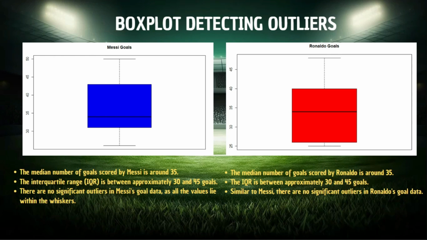So we see that both Messi's and Ronaldo's goal distributions are fairly consistent without extreme deviations, suggesting a stable performance range in terms of goals scored. And coaches and analysts can rely on these stable performance metrics to design training programs and strategies that optimize each player's strengths.